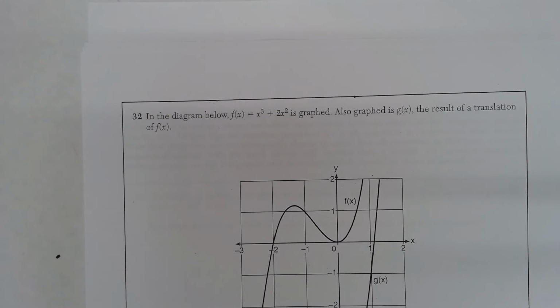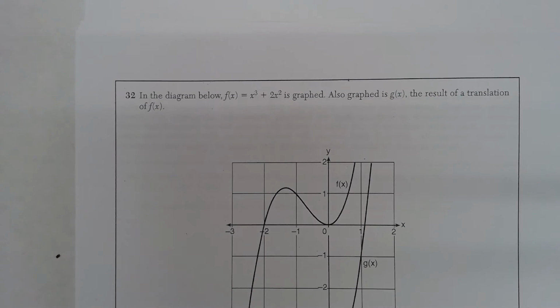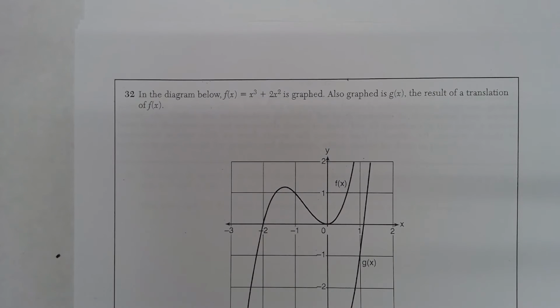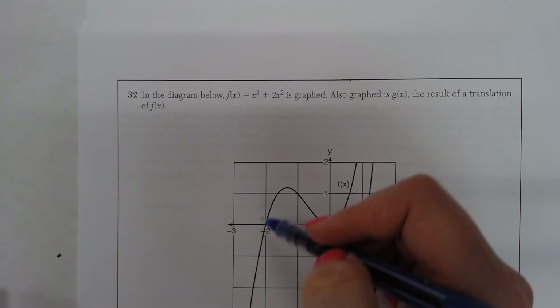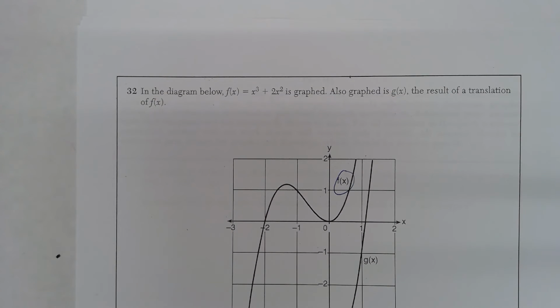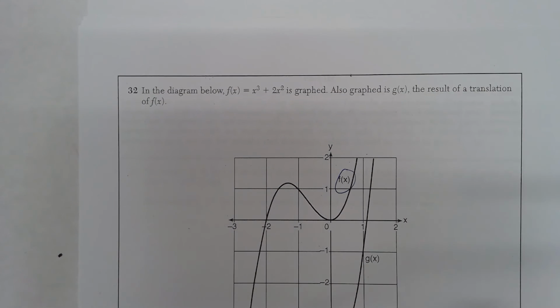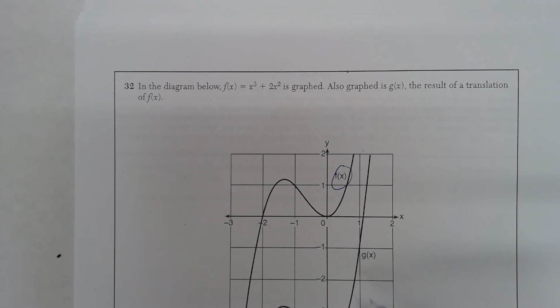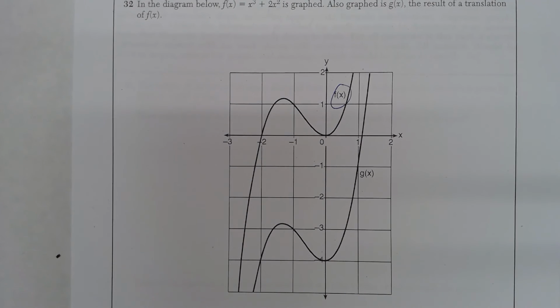And let's see here. This is our last 2-point question. In the diagram below, f of x is graphed. So this top equation right here, this is f of x. Also graphed is g of x. So g of x is underneath. The result of a translation. Okay. Determine an equation for g of x and explain your reasoning.